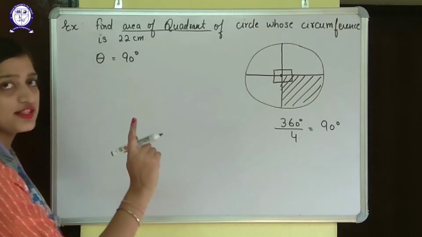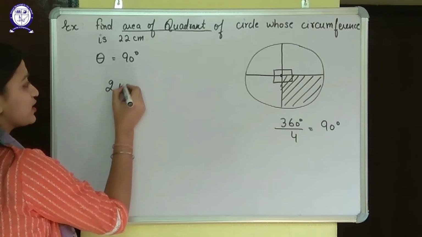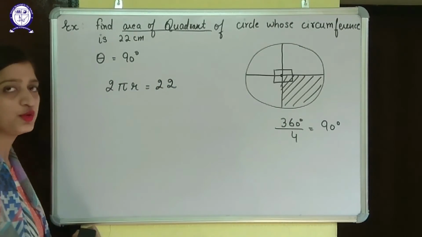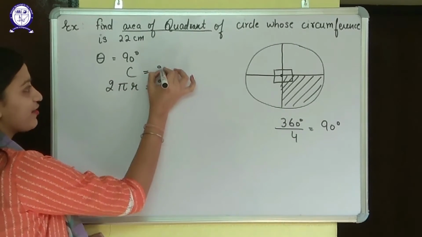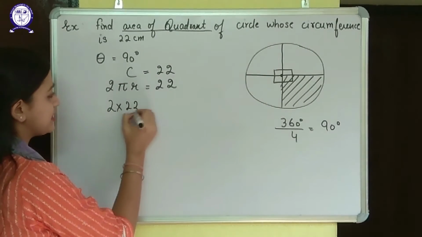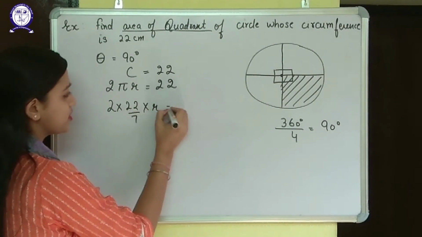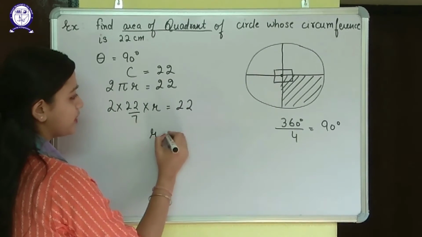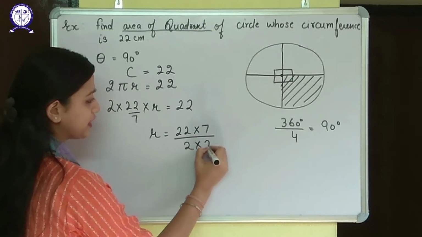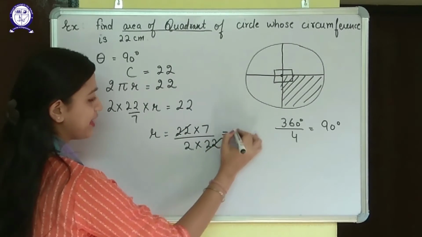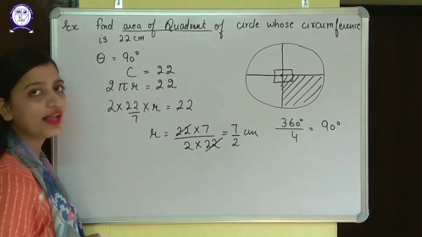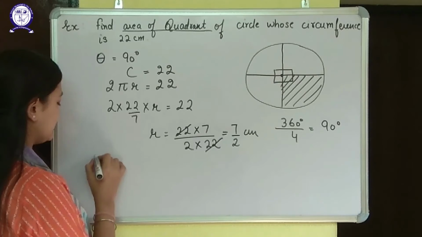But the circumference is given. So 2 pi r is equal to 22 centimeter. This is given to us. Okay, circumference is given, so we can find the radius. 2 into 22 upon 7 into r is equal to 22. So radius will be 22 into 7 upon 2 into 22. So I can cancel it: 7 upon 2 centimeter. This is my radius. Now I can find the area very easily.